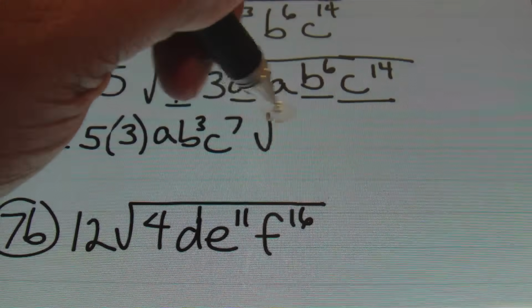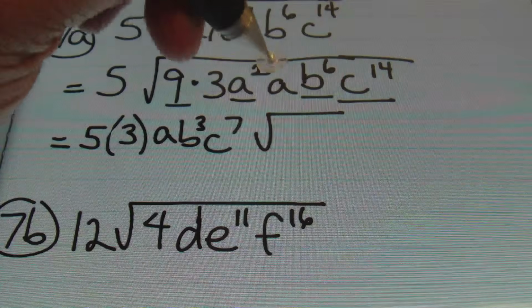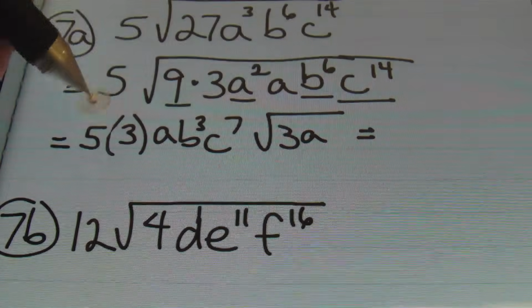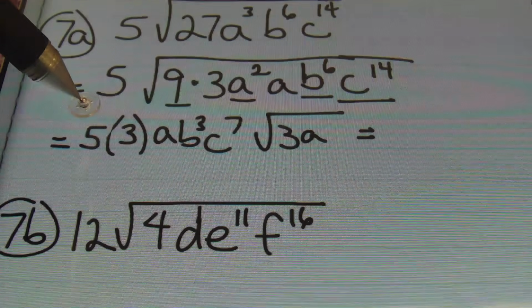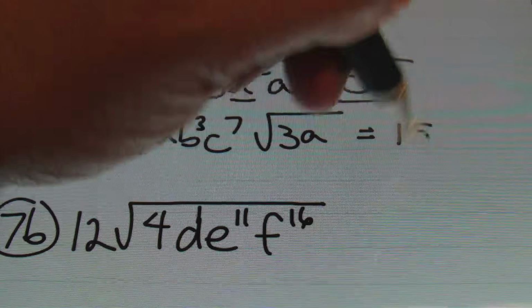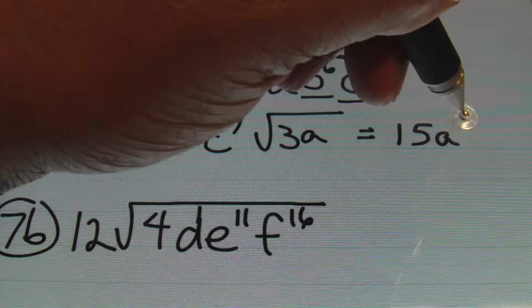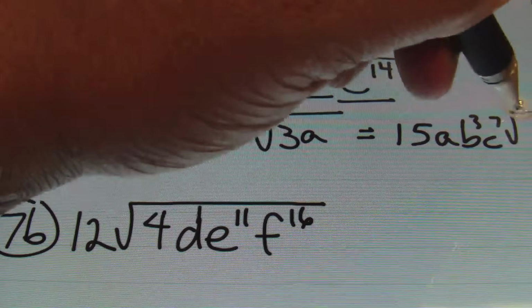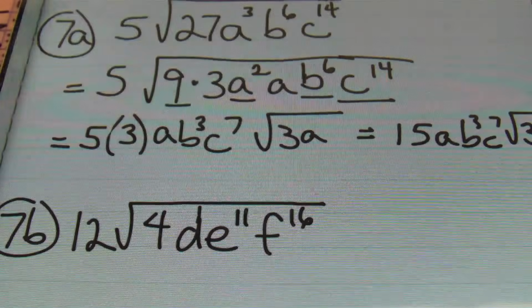And that's going to leave me with the square root of 3a. All right. From there, I'll be multiplying this out together, the coefficients in front. 5 times 3 is going to give me a result of 15a, b to the 3rd power, c to the 7th power, times the square root of 3a, and then that's my answer.